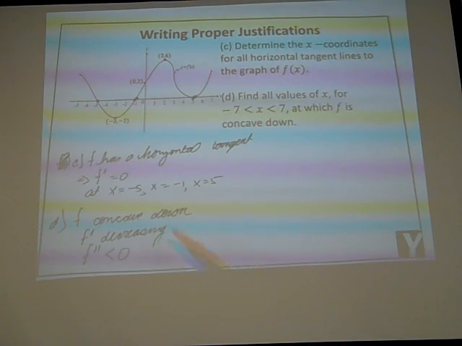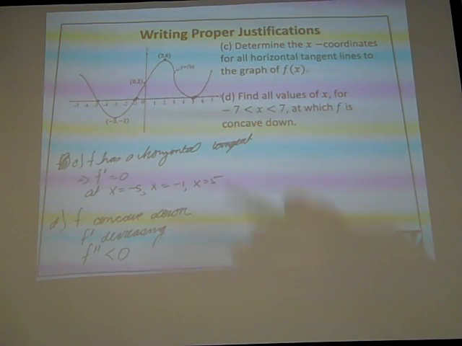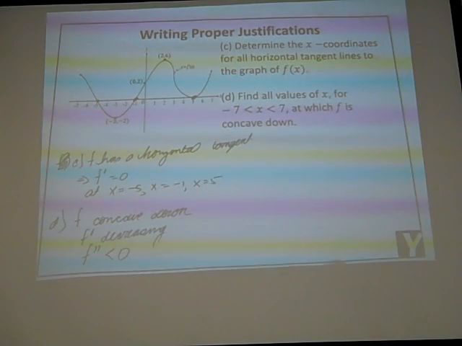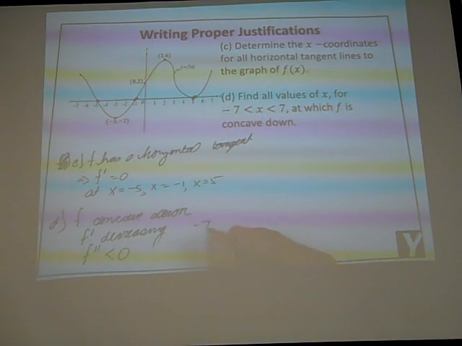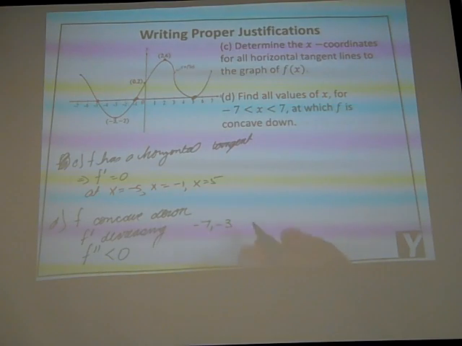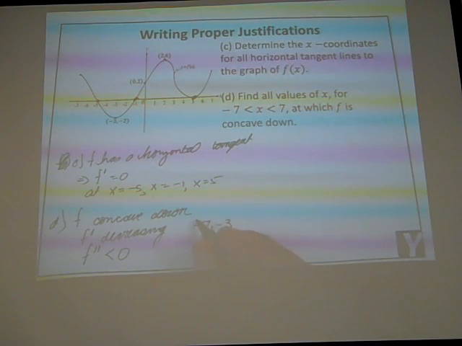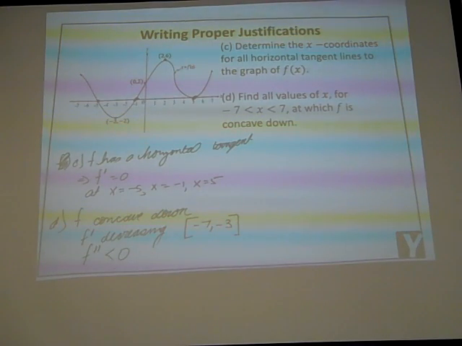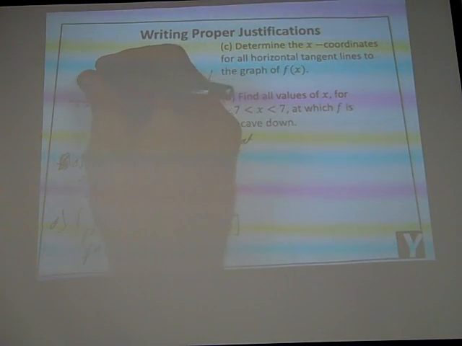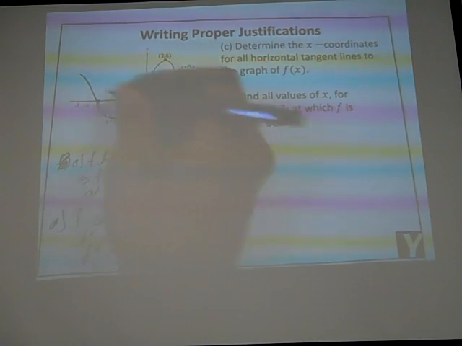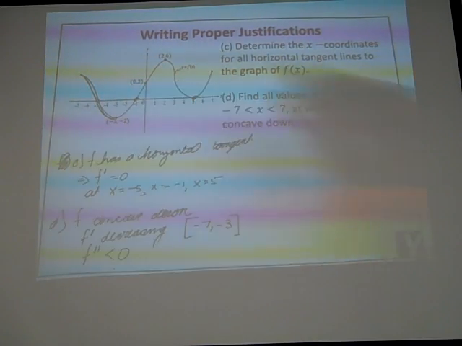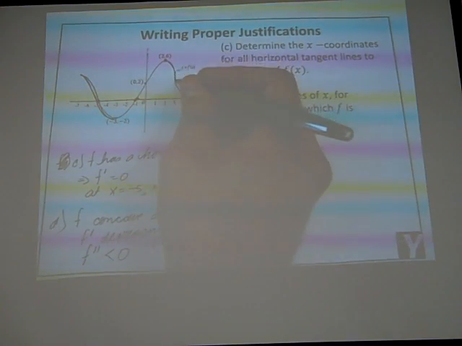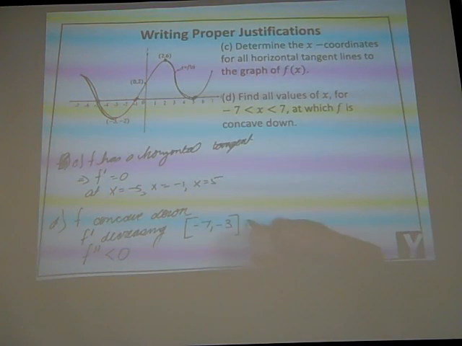And I see f prime is decreasing starting at -7, going towards -3. So from -7 to -3. And right now I'm going to use brackets, but I have to fix that because that is incorrect. It is f prime is decreasing from -7 to -3. f prime is also decreasing from 2 to 5.